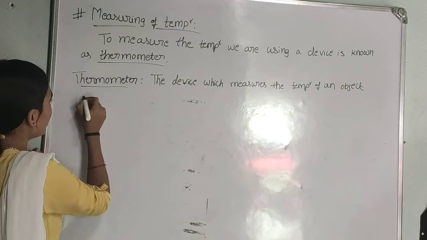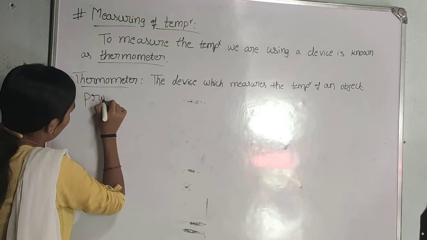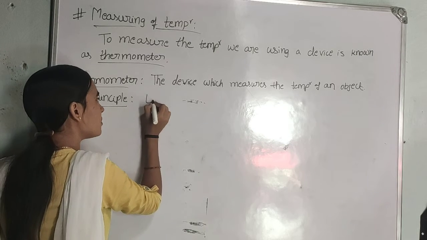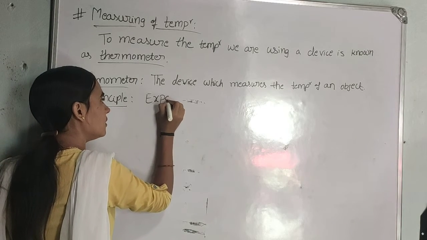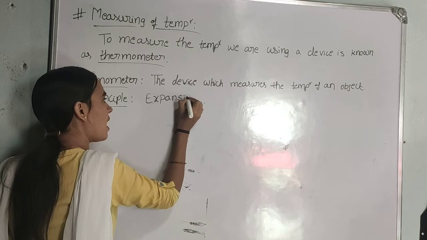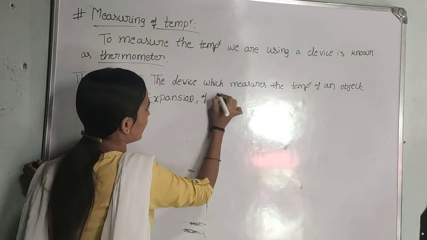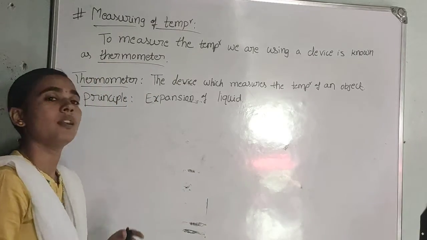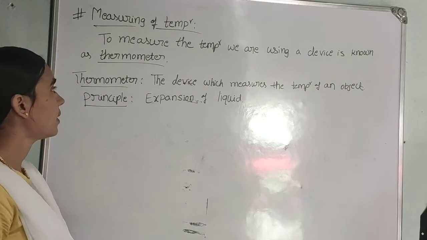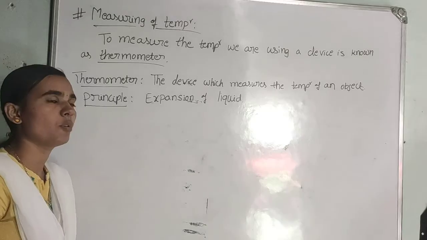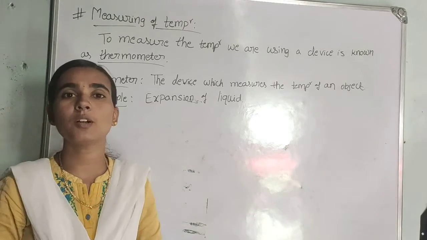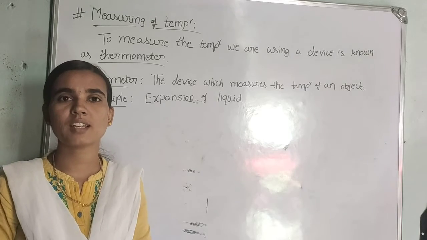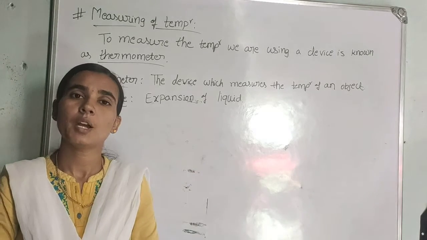So the thermometer is working on the principle of expansion of a liquid. So this is a principle. Based on this principle, the thermometer works. So what is meant by a principle? Whatever devices are there, all those devices are working under a particular principle.